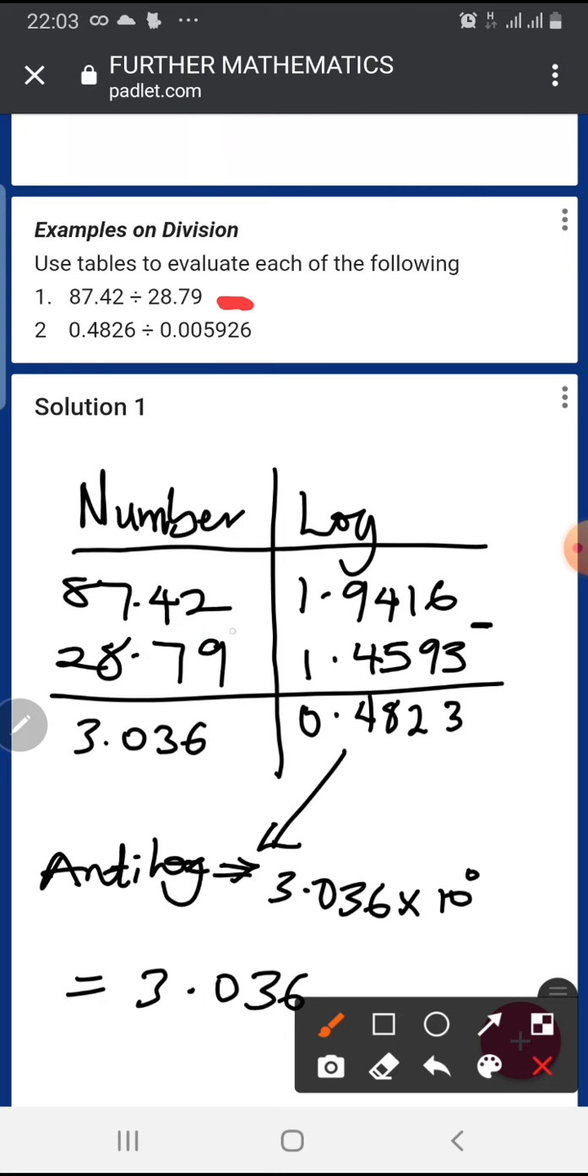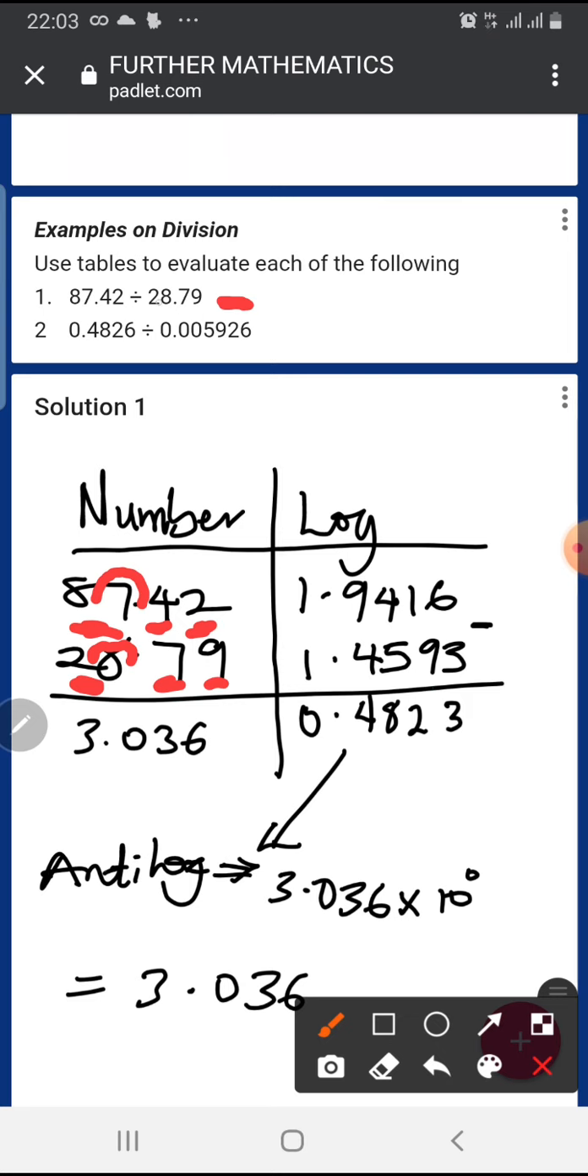Now, 87.42. You have to move this point once to your left, and that gives you a positive characteristic, 1. Then you check 87 under 4 difference 2. You have 9416. You do the same thing to 28.79. You're also moving once, which makes your characteristic also 1. Check 28 under 7 difference 9. That will give you 0.4593.